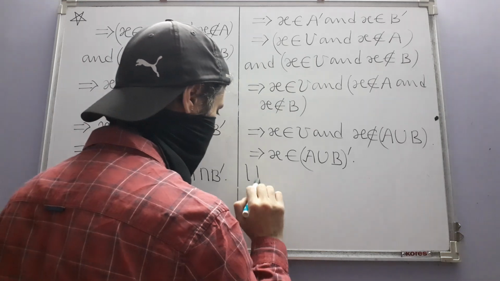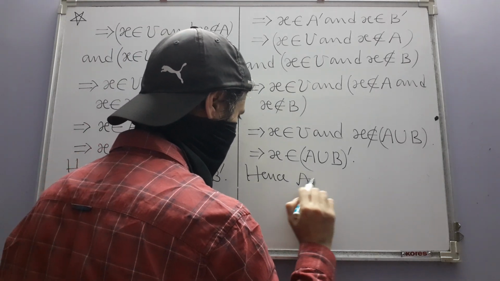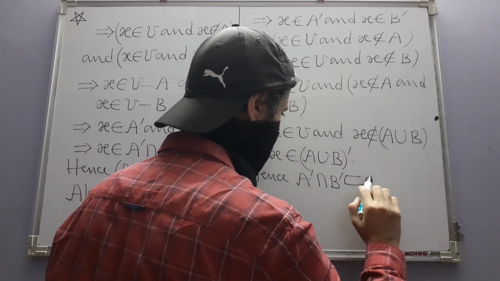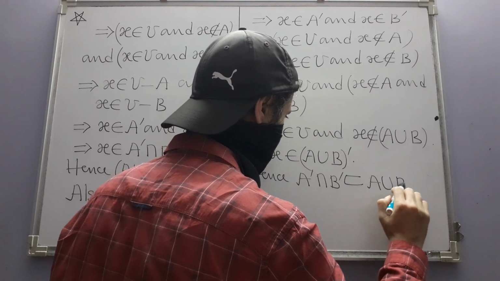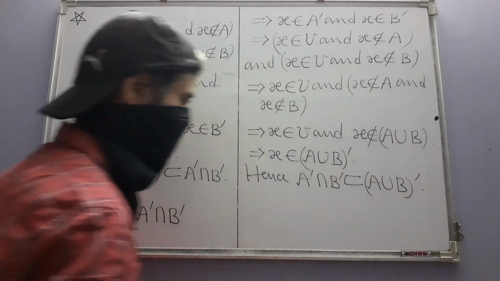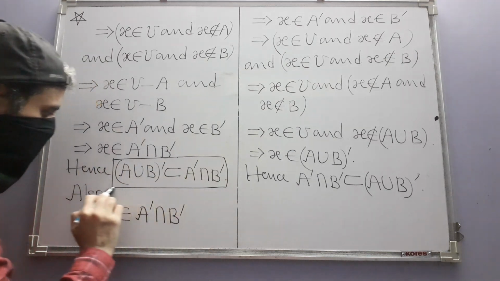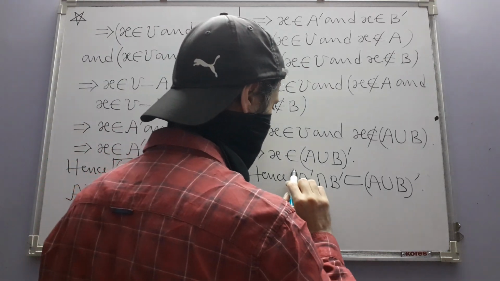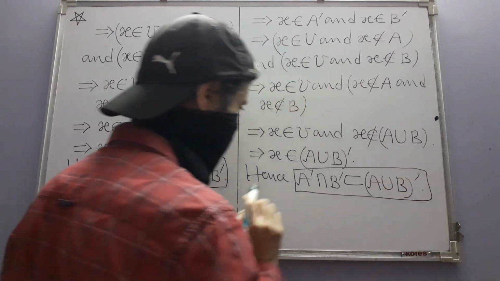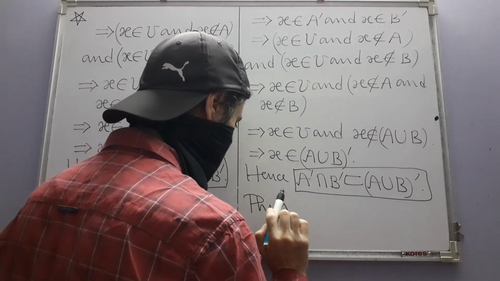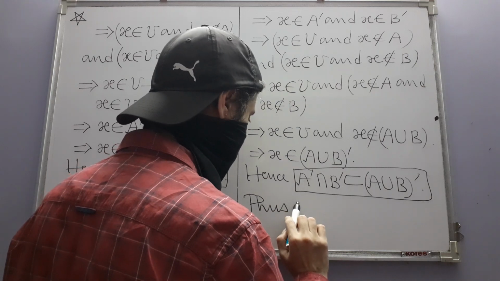Hence, A complement intersection B complement is also a subset of A union B complement. Combining these two inclusions or two containments, from the definition of equality, we get one of the De Morgan laws.